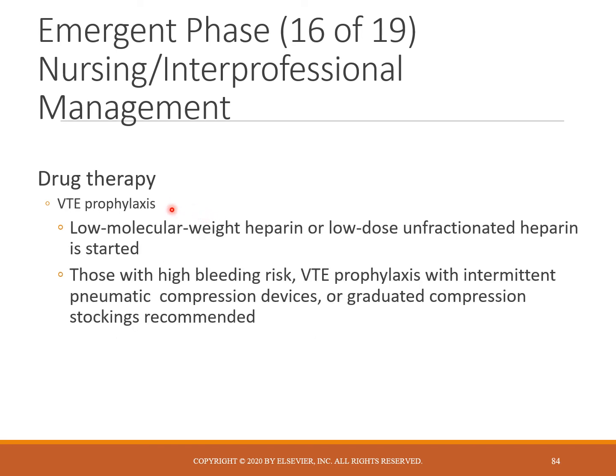We also need VTE prophylaxis because remember, they are at risk to form clots. So with this, they will need enoxaparin that we administer subcutaneously. But then again, for those who are at risk to bleed, instead of using anticoagulants, we can use SCDs. Graduated compression stockings can also be used.